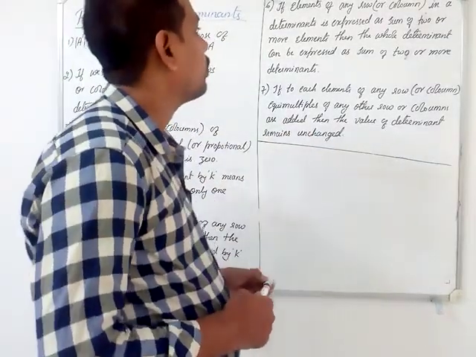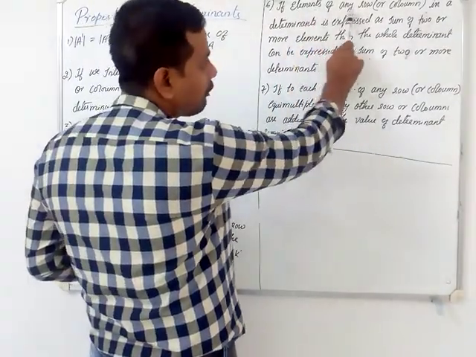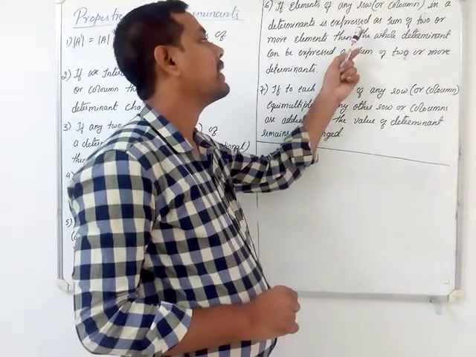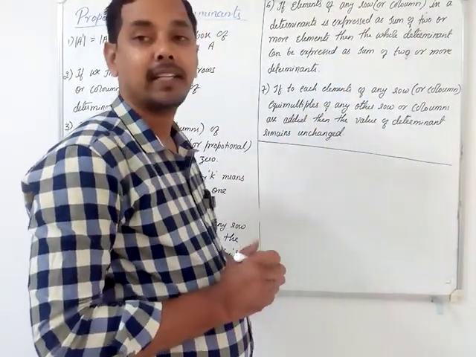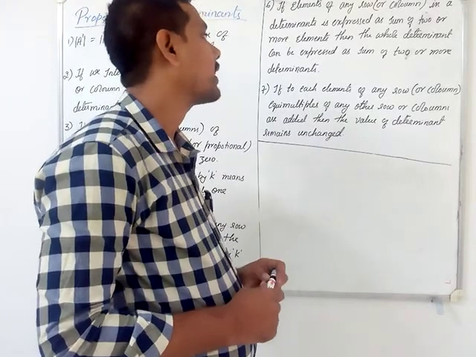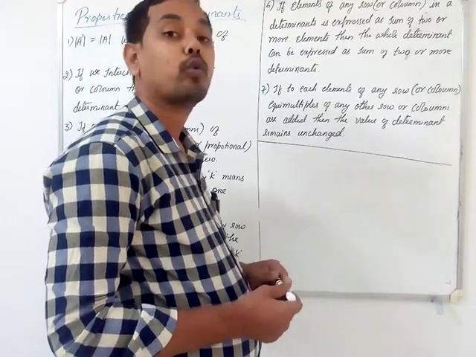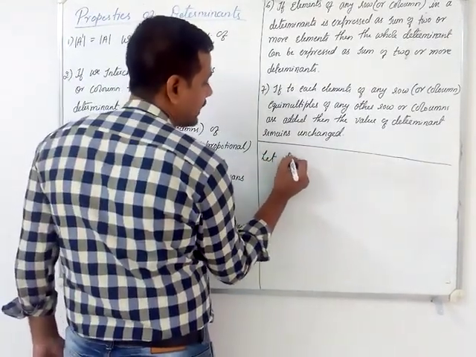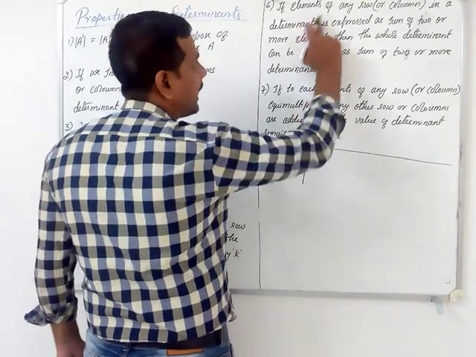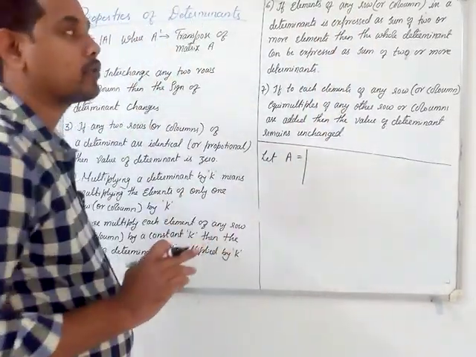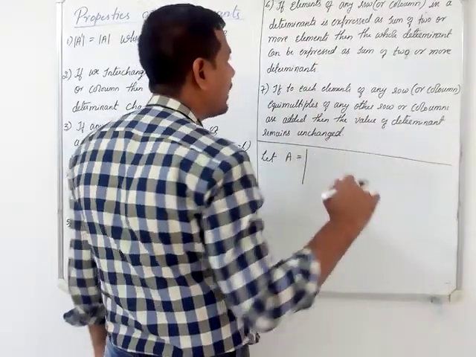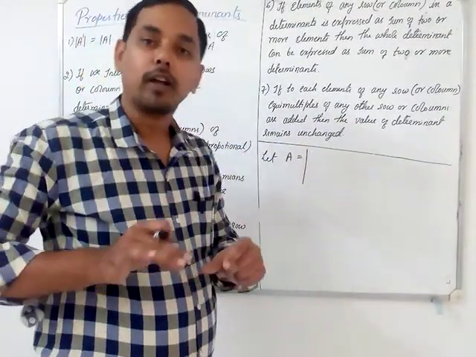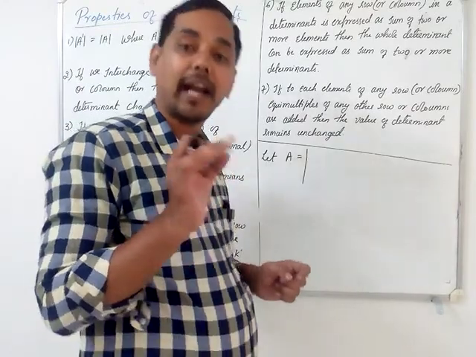Coming to the sixth one, what is it telling? If elements of any row or column in a determinant are expressed as the sum of two or more elements, then the whole determinant can be expressed as the sum of two or more determinants. So what is it telling? Let A be any determinant. I will take a column of a determinant expressed as the sum of two or more elements. What is the sum of two or more elements? In one column, there are more than one term added together.